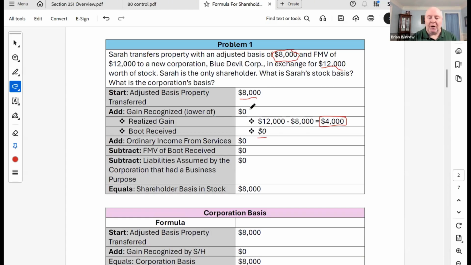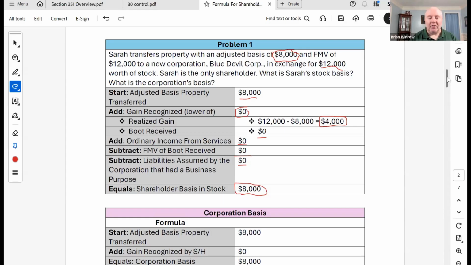Well, zero is less than 4,000, so we're going 8,000 plus zero. We didn't have any services, so plus zero. Fair market value of boot received, well, we had zero, so zero there as well. And there were no liabilities with a business purpose that were assumed by the corporation. So that's a zero. So 8,000 plus zero plus zero plus zero plus zero equals 8,000. Our basis in the stock is going to be $8,000. Well, Sarah's basis in the stock, right?